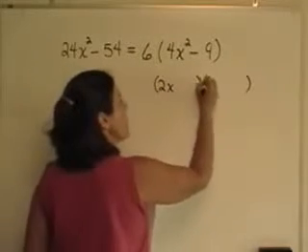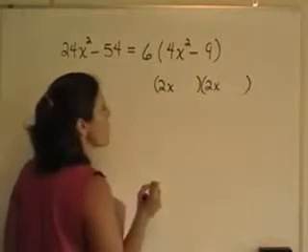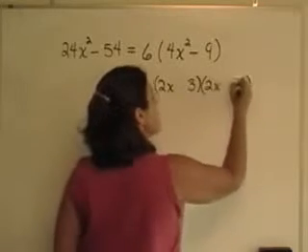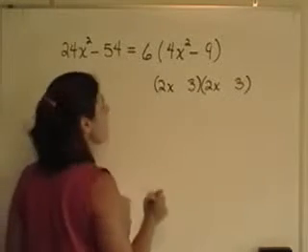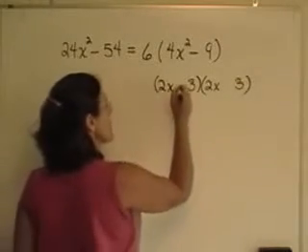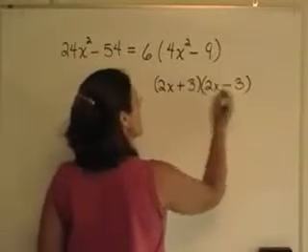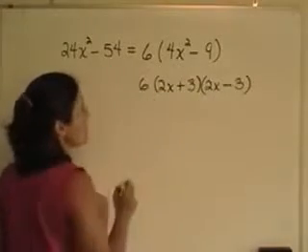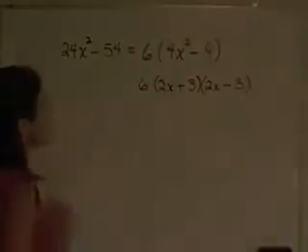A 2x will need to go in the front of each because their product is 4x squared. A 3 will have to go in the back of each. Their product is 9. One having a plus sign, one having a minus sign. Don't forget to bring down your 6. There's the factored form.